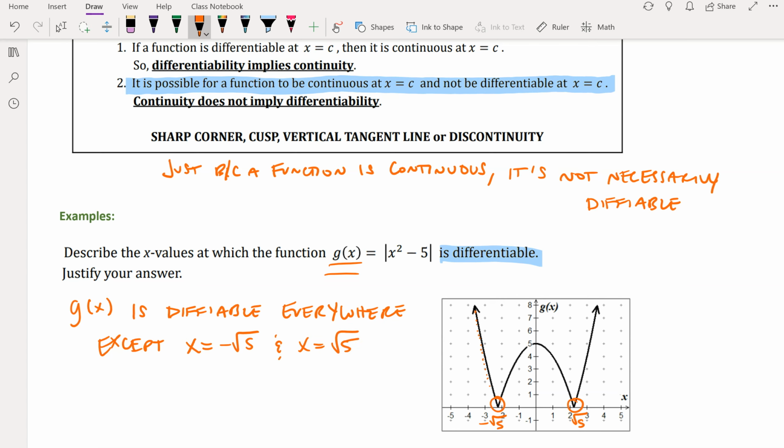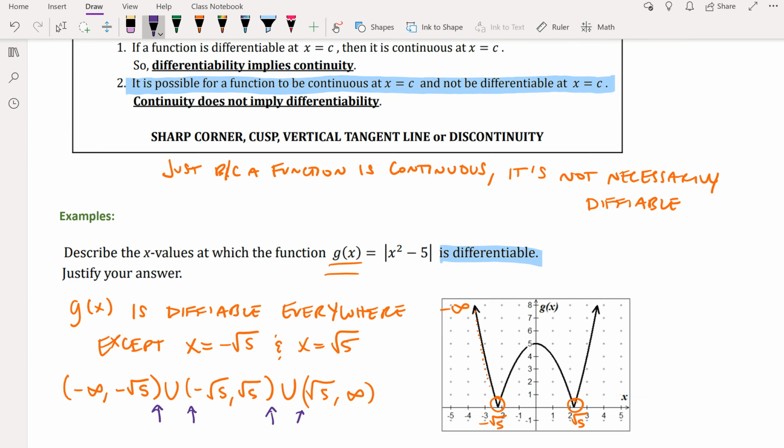You could also write intervals, right? So we could say from negative infinity to negative square root of 5, we are differentiable, and from negative square root of 5 to positive square root of 5, and from square root of 5 to infinity. And we have parentheses here to imply that we are not differentiable at those points. If we had brackets, then it would say that we are differentiable at those points.